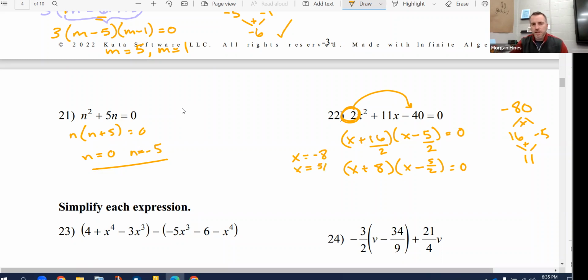Just with the opposite signs. So these are our two solutions. If x is 5 halves, minus 5 halves, 0, that's a solution. And if x is negative 8, plus 8 is 0, that's the solution for that factor.